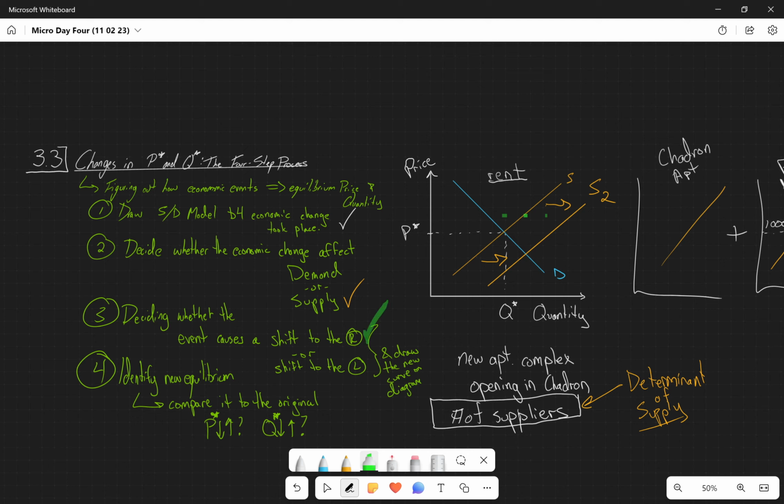And then last but not least, we're going to identify the new equilibrium. Where the new curve meets, we've got P double star, Q double star, and we need some little arrows. So we show very clearly that price is decreasing and quantity is increasing. Questions on the 4-step process?